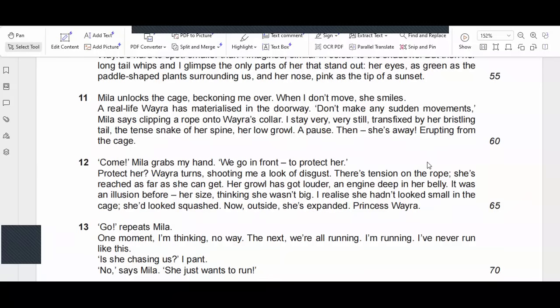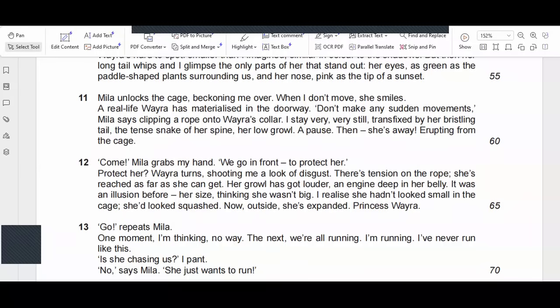Paragraph number 11 says that Mila unlocks the cage, beckoning me over. When I don't move, she smiles. A real-life Vira has materialized in the doorway. Don't make any sudden movements, Mila says, clipping a rope onto Vira's collar. I stay very, very still, transfixed by her bristling tail, the tense snake of her spine, her low growl. A pause, then she's away, erupting from the cage.